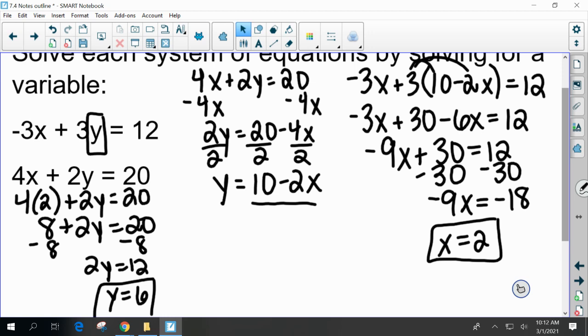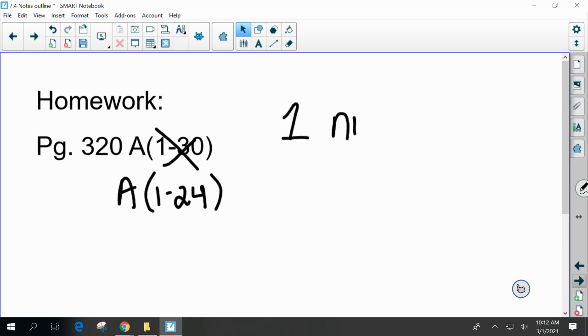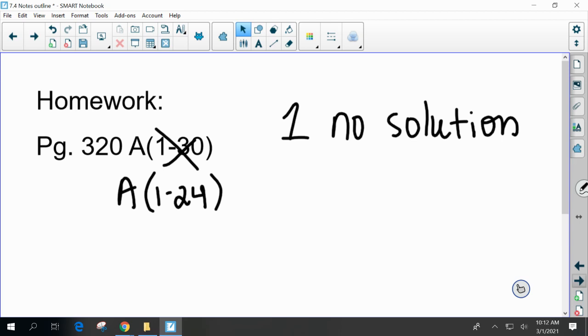A good portion of the assignment has the variable already isolated, so those go a lot faster. So here is your homework. It is 1 through 24. A couple of things I want to point out. There is only one no solution, and there are no infinitely many solutions.